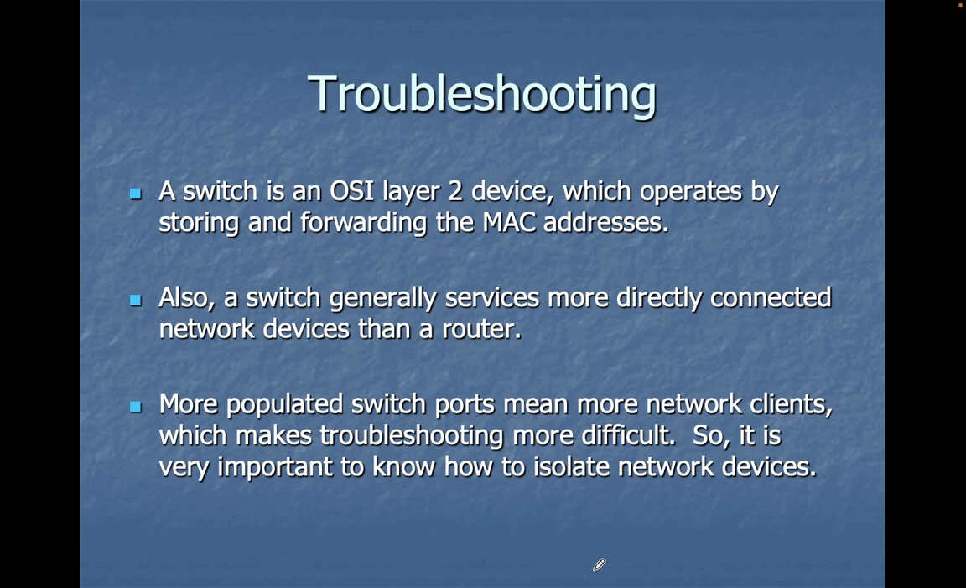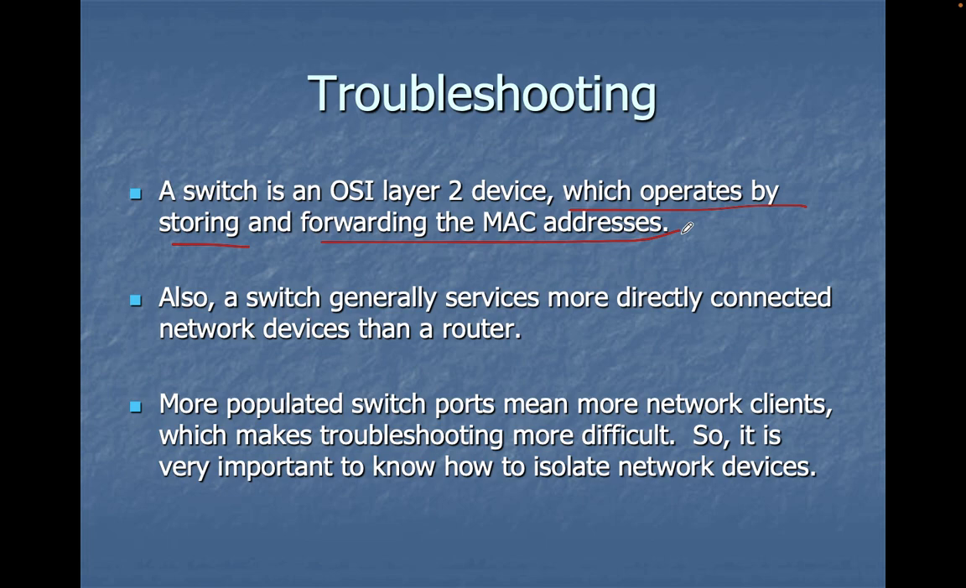Now let's stay on troubleshooting. A switch is an OSI layer 2 device. Routers are layer 3 devices. Switches are layer 2 devices, and they operate by storing MAC addresses and by forwarding these MAC addresses when they need to.